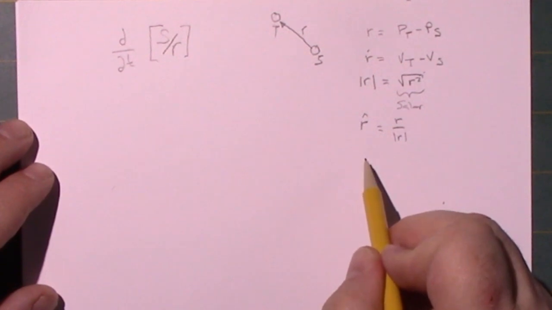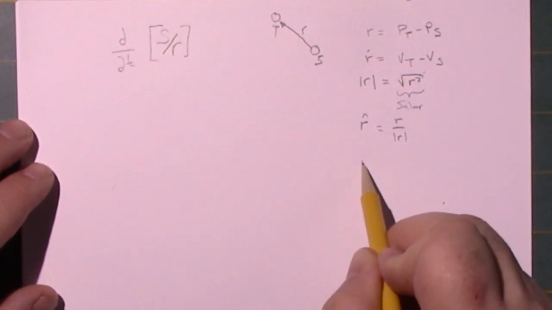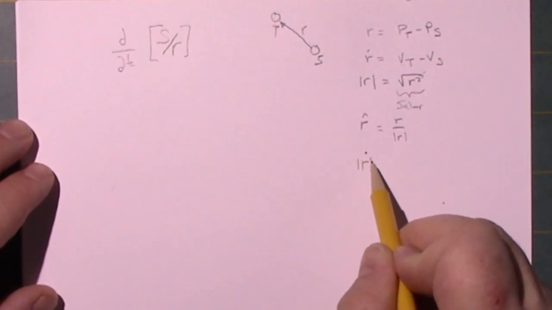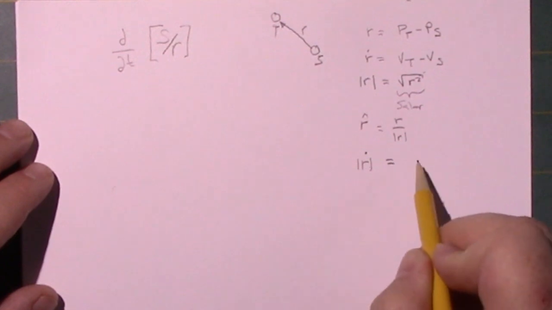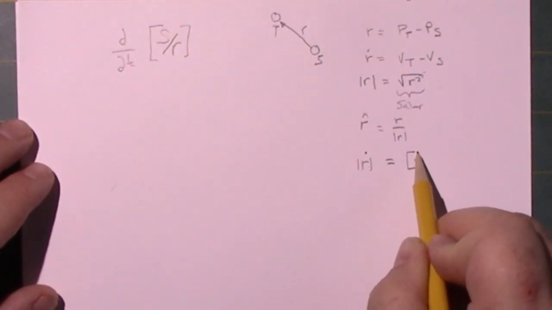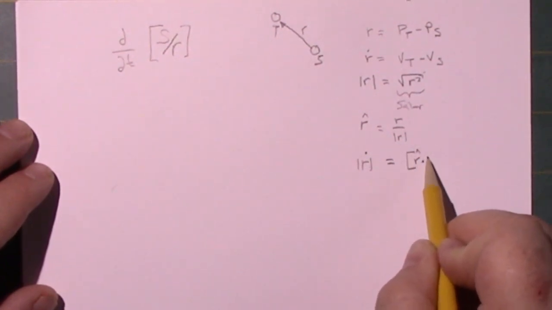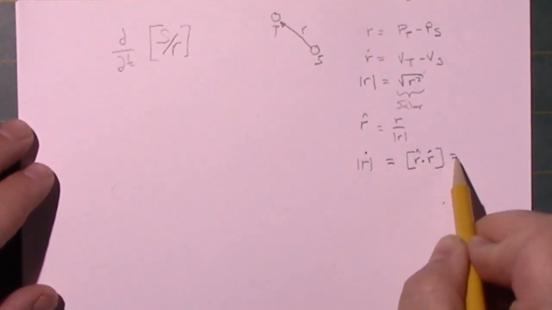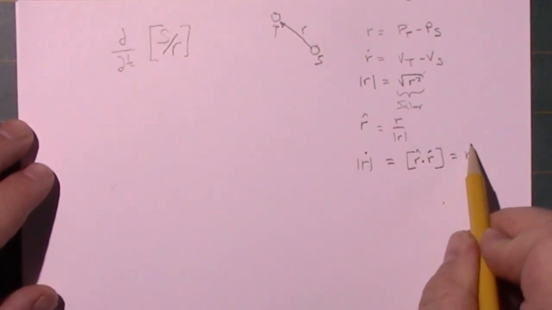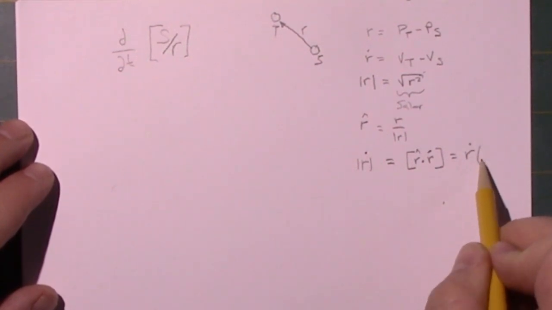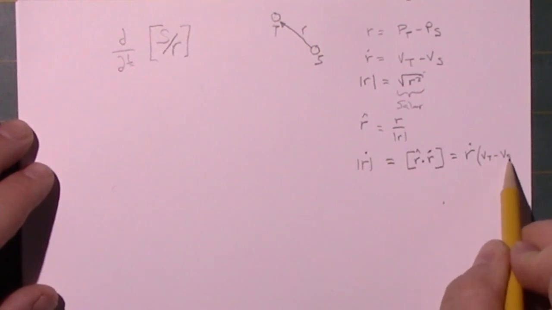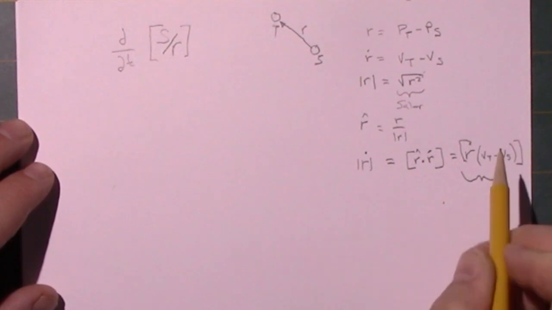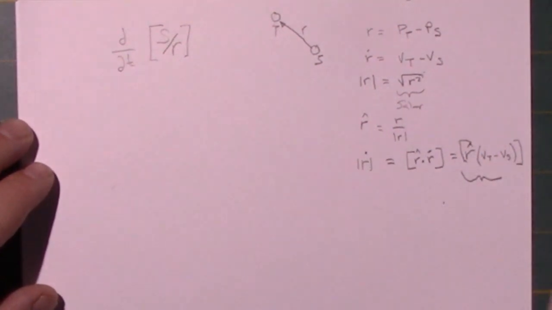And the derivative of the magnitude is equal to our direction vector dot R, which is equal to direction vector times velocity of the target minus the velocity of the source. These are matrices. These must be kept together as scalars. Put my little direction vector thing up there.